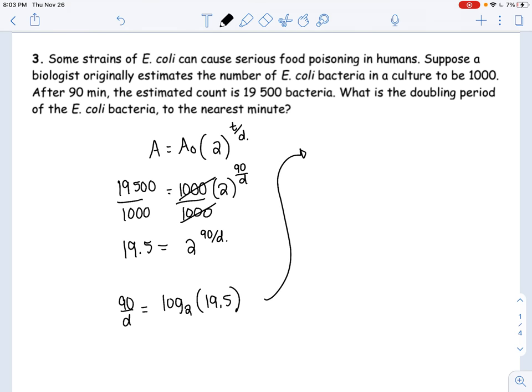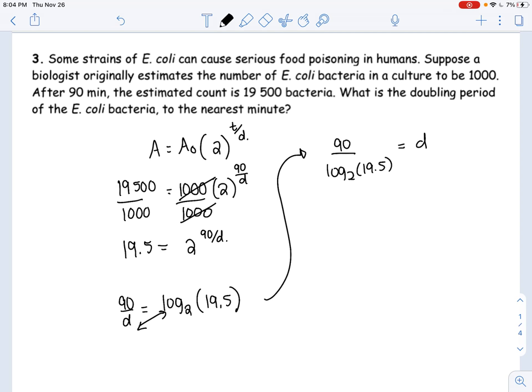The next thing I can do is these guys can swap locations. So if I multiply by D and divide by log base 2 of 19.5 on both sides, it's going to look like this. And that's equal to D. So I isolated for D by rearranging the equation here. And then I'll put that in my calculator. So 90 divided by log base 2, and in brackets 19.5.